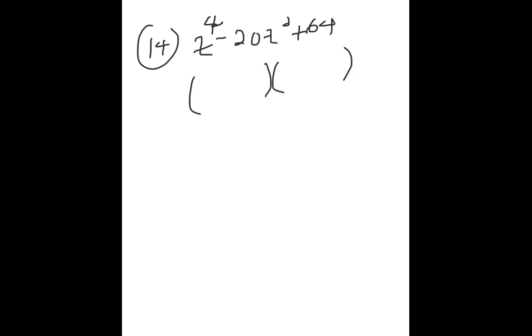For this one right here, guys, they want us to factor it because it's a 4th degree trinomial. We're going to split up the z to the 4th into z squared times z squared. We want 2 numbers that multiply to give us 64 and add to give us a negative 20. That'll be a negative 16 and a negative 4.